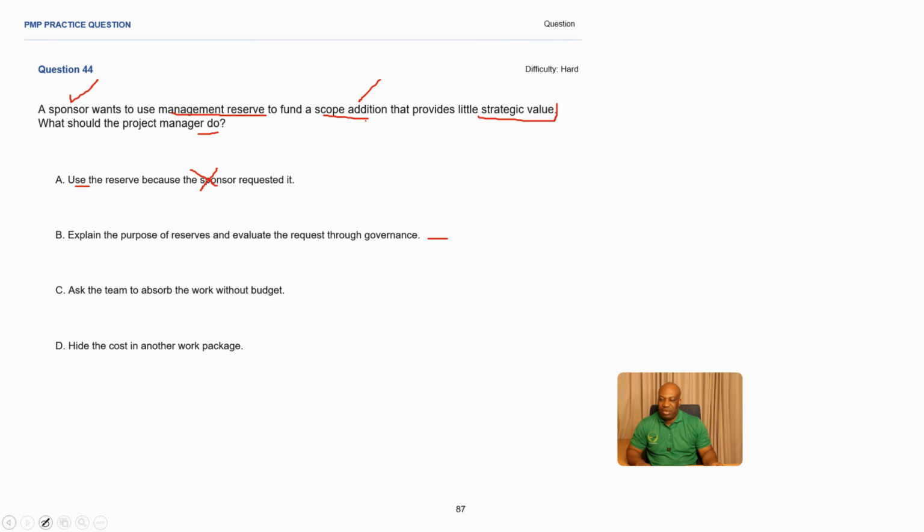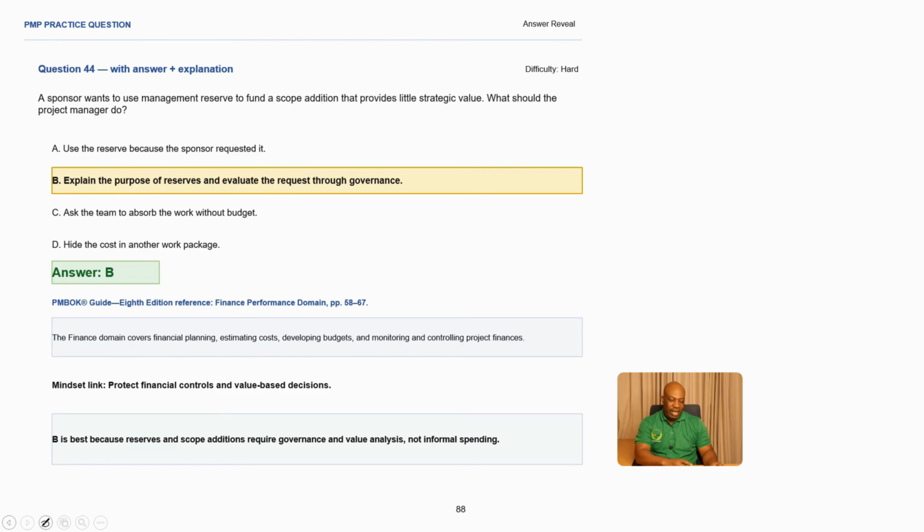You're getting more information. Okay, ask the team to absorb the work without budget. You don't just ask the team without understanding exactly what is required, okay? Making this one incorrect. Hide the cost in another work package. Ethics for PMs, you don't hide things. Everything must be transparent, making this one incorrect. So therefore, the best answer in this scenario is B.